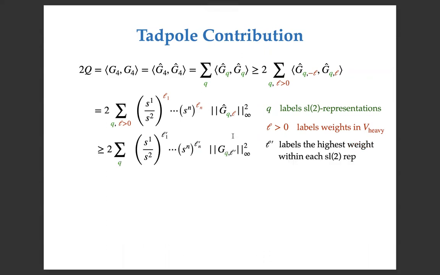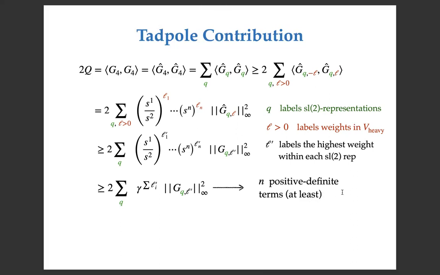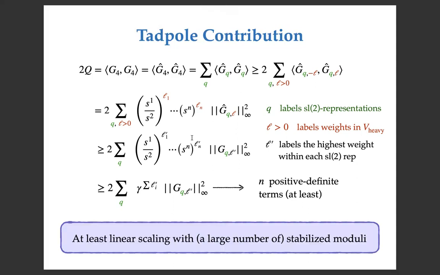Now it turns out that if you remember, for each SL2 representation, the highest state that is populated is always pure flux, because the axion dependence comes from combining it with the lowering operator. So basically we can eliminate the summation over the lowering and restrict only to the highest state within each SL2 representation, which is pure flux. And then these gammas are just the control parameter for being close to the boundary, but you can just stay in this line. And as we said, if we want to stabilize n moduli, we need at least n SL2 representations. We will have n contributions here, which are positive definite. So this is the linear scaling of the Tadpole conjecture.